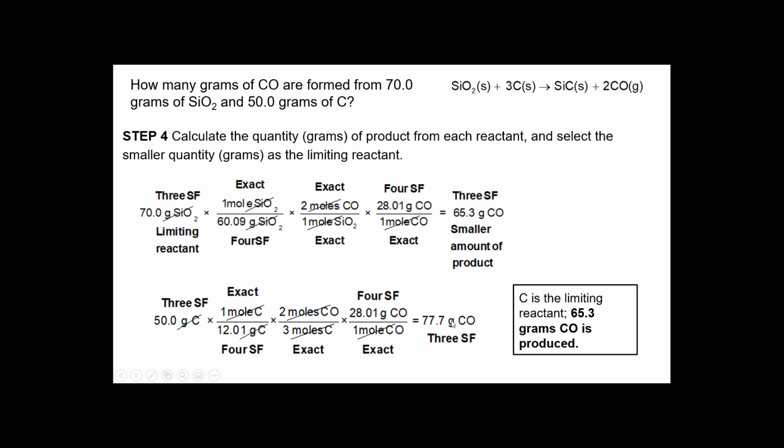65.3 versus 77.7. So this being the smaller amount, this is the limiting reactant that will be produced. This is the only amount that can be produced. This will never happen because this silicon dioxide will run out well before it can ever get to this.